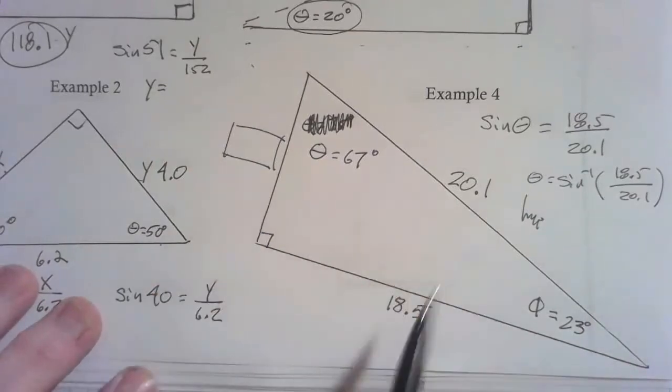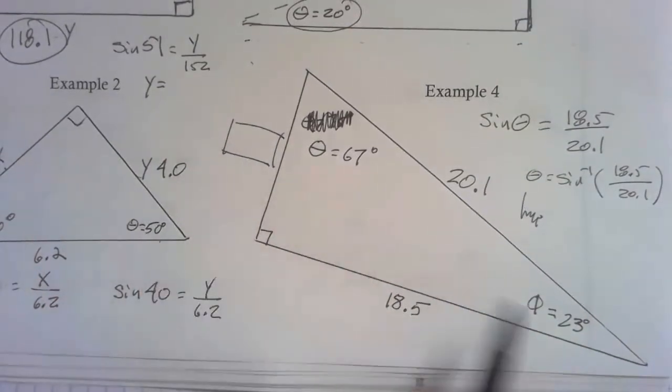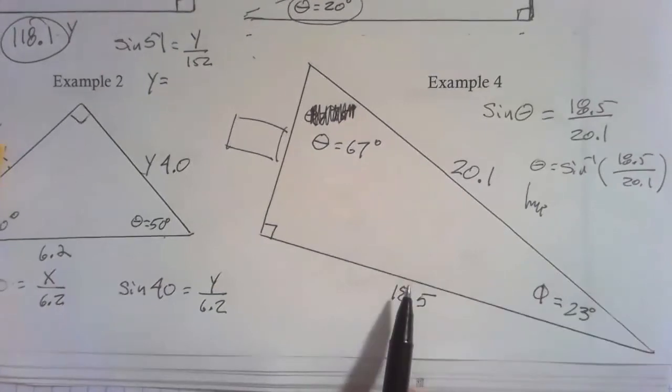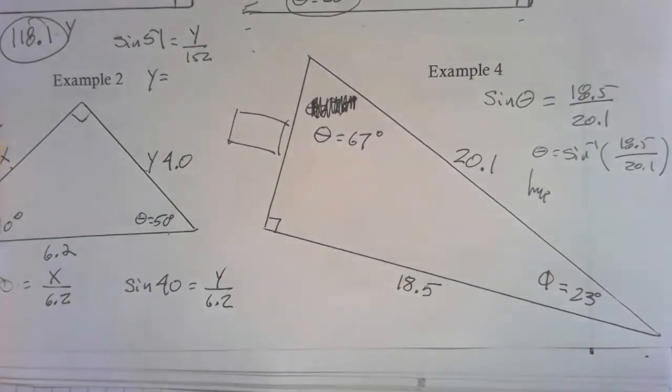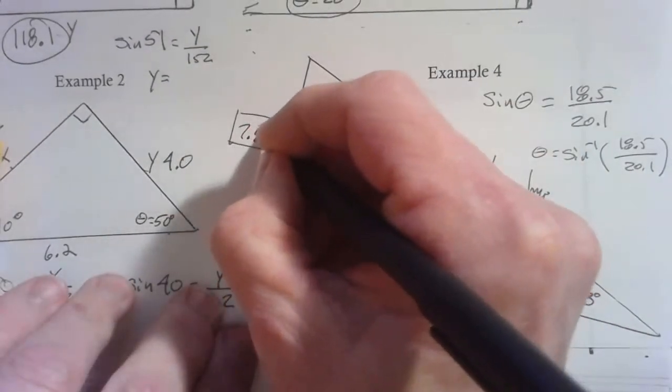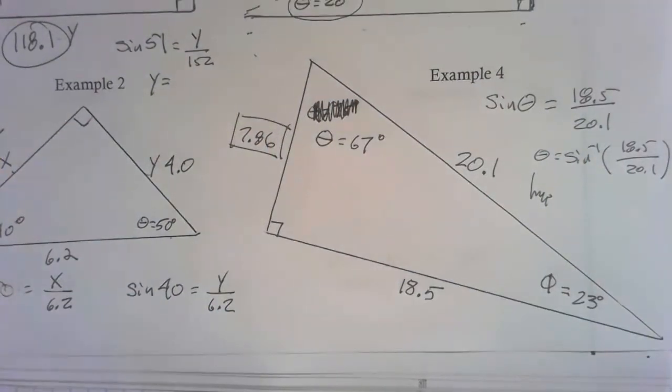And now I could use Pythagorean theorem to find this, or I could use the sine again. I'll use Pythagorean theorem. So we're going to go 20.1 squared minus 18.5 squared, and then take the square root of that, 7.86. I found all the missing pieces.